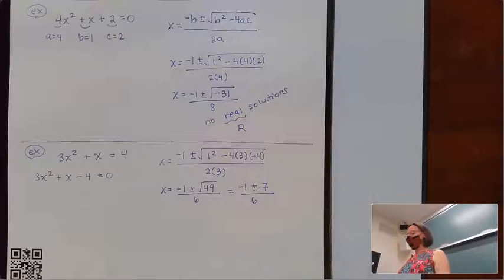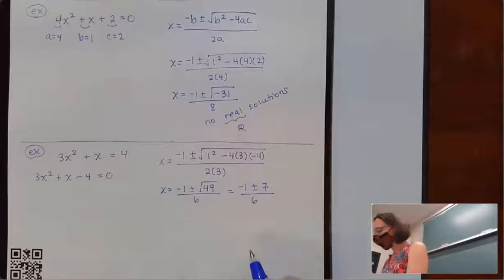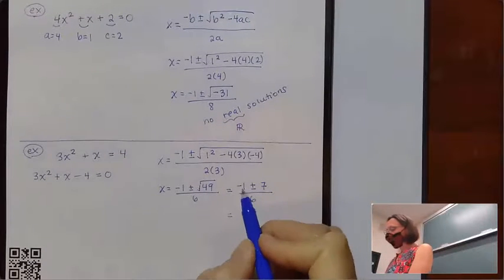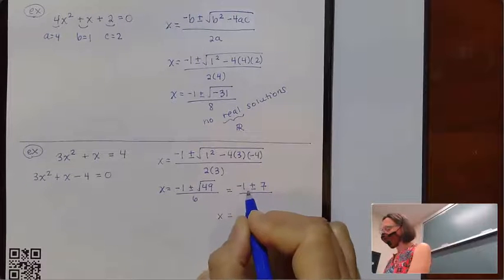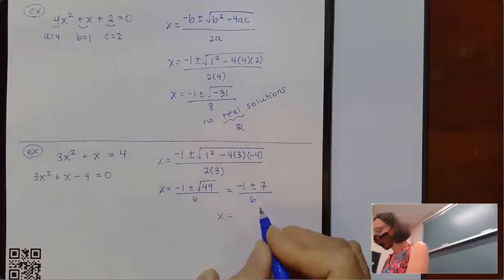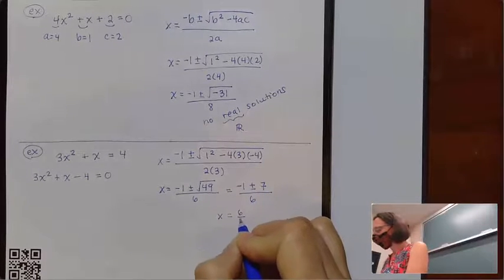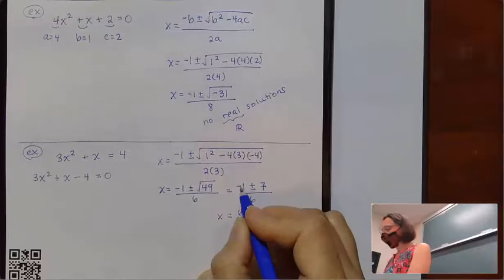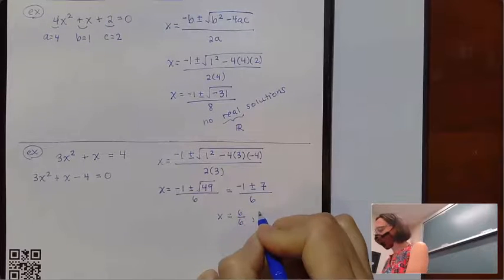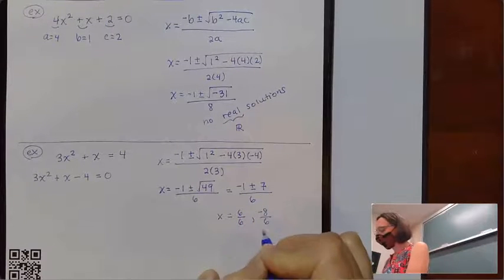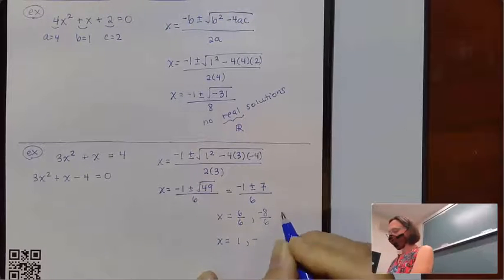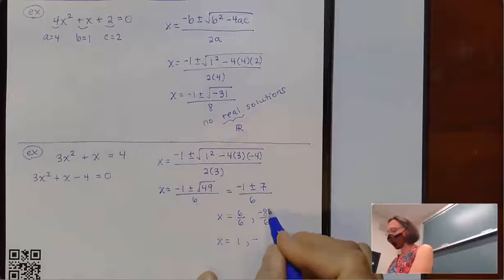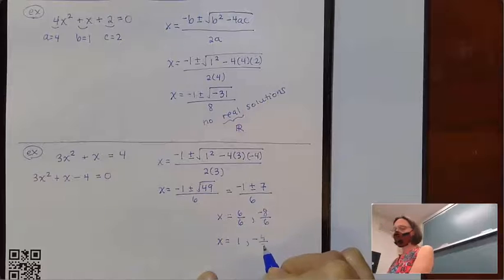Because I've got nice numbers on the top, I'm going to go ahead and combine things. Well, negative 1 plus 7, that's positive 6. So I'd have 6 over 6, or negative 1 minus 7 would be negative 8 over 6. And each of those I can simplify. That's a 1 or a negative, those are both divisible by 2, 4/3.